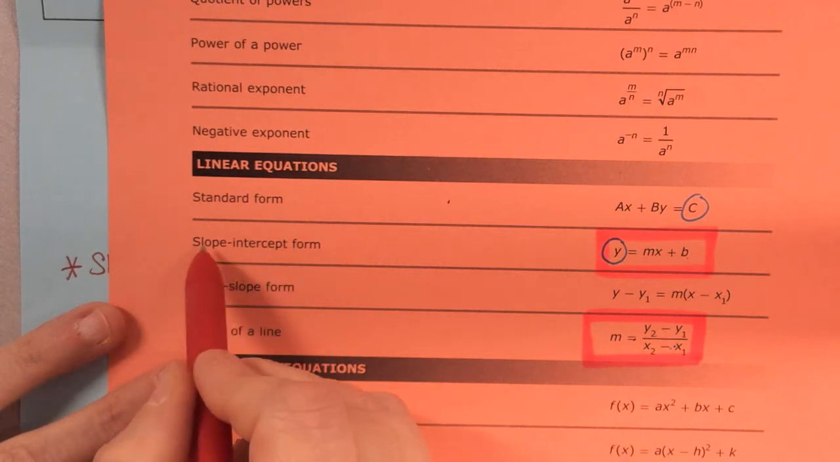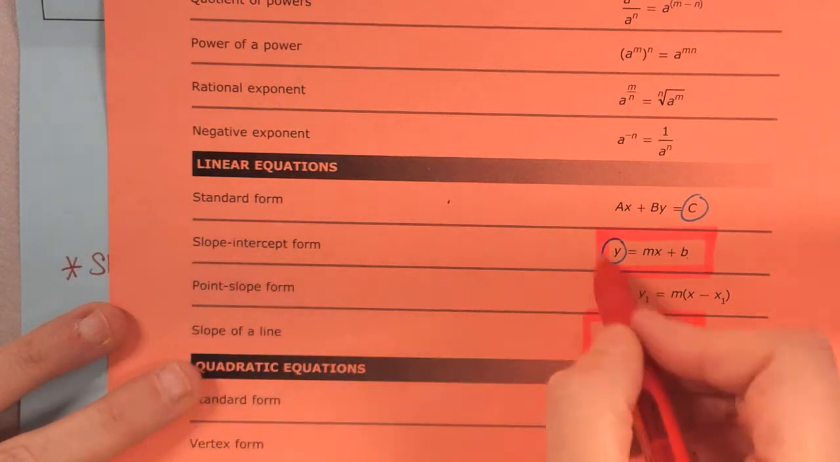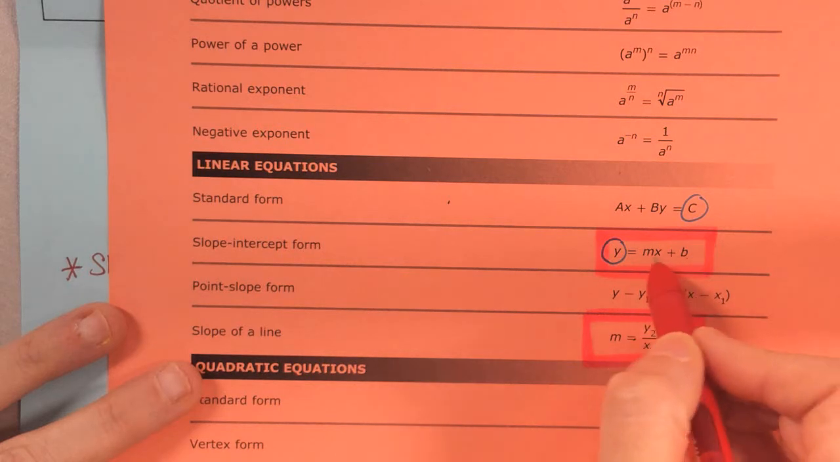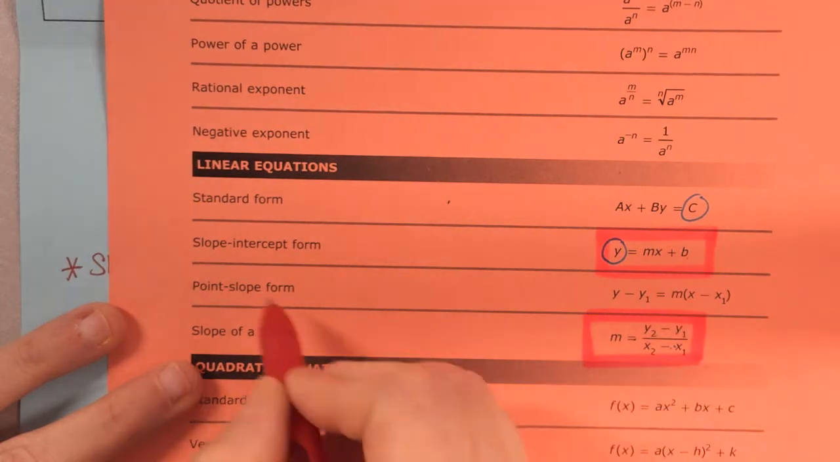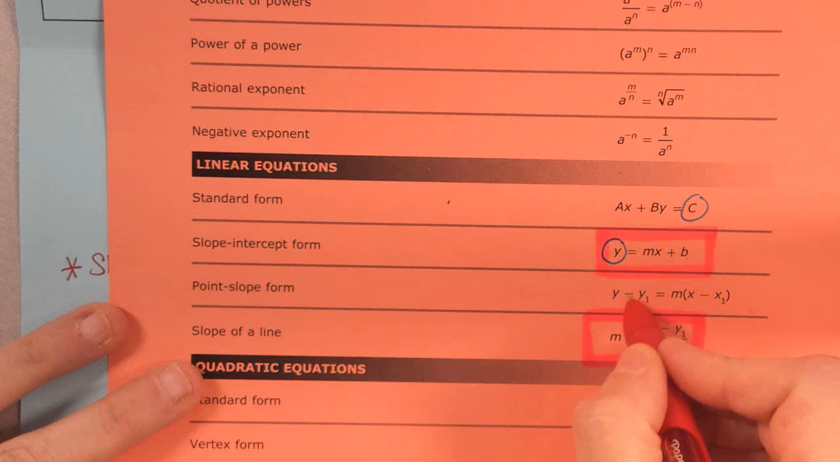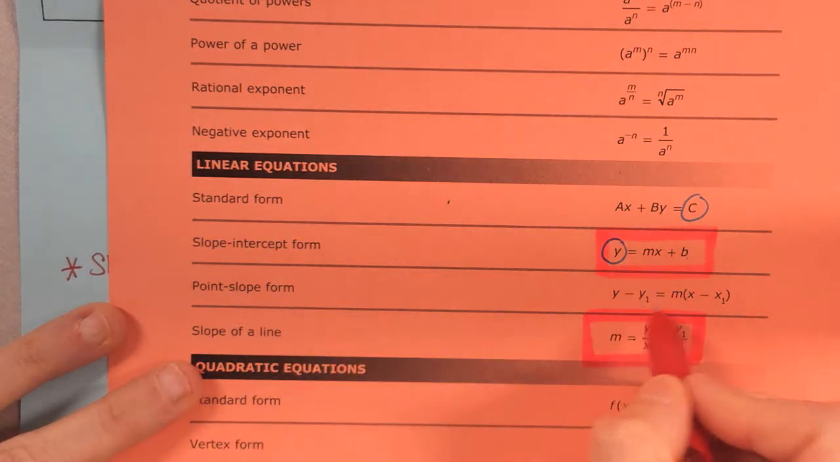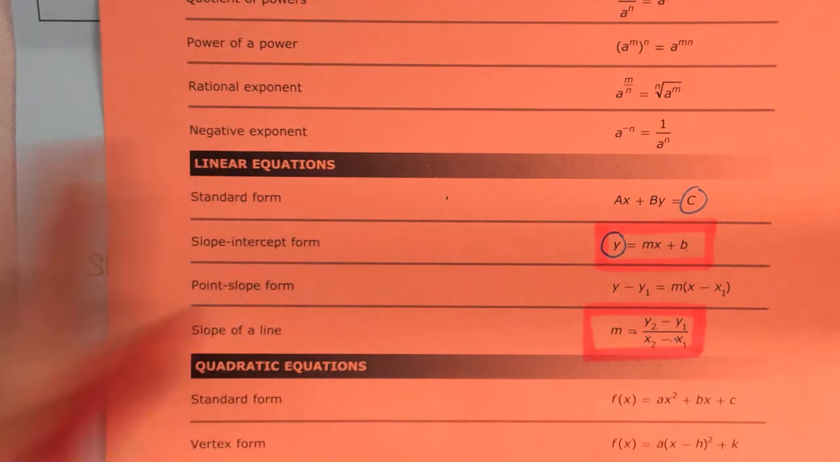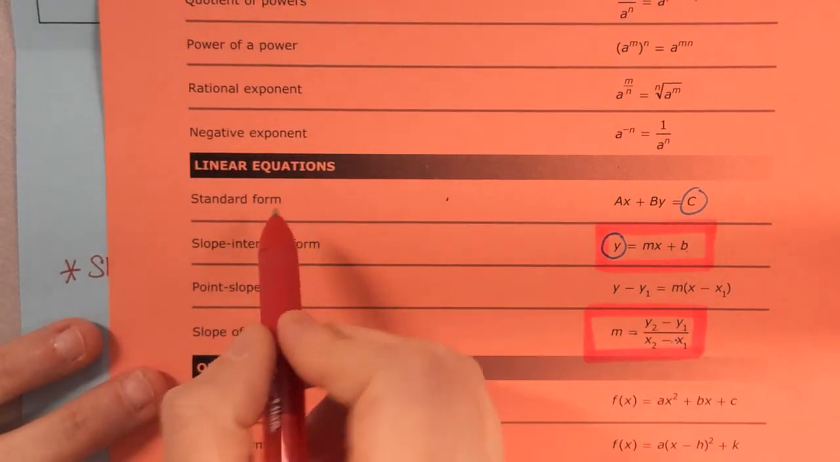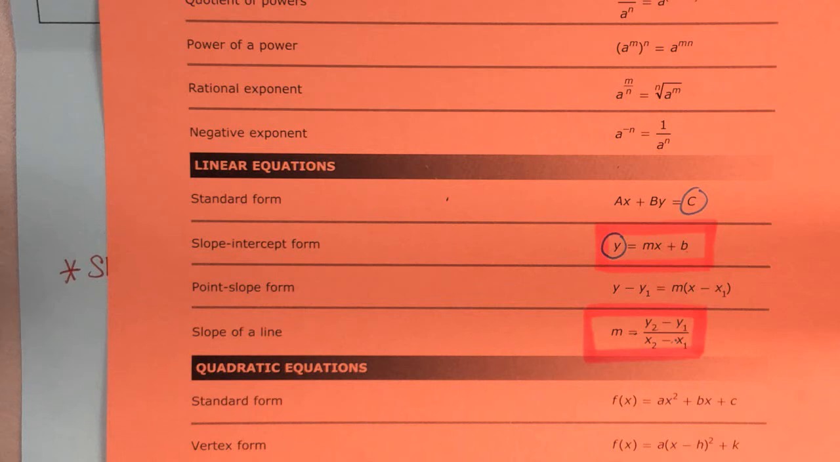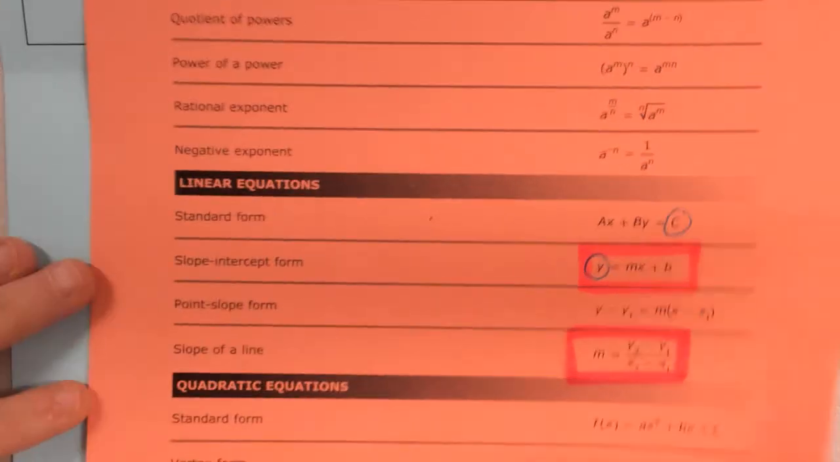Slope-intercept tells you that you can find the slope and the y-intercept, and that's the order they're in, too: the slope and then the y-intercept. In point-slope form, they put the point before the slope. They tell you what you can get out of the form. Standard form's just form. This is a form. It doesn't give you anything useful.